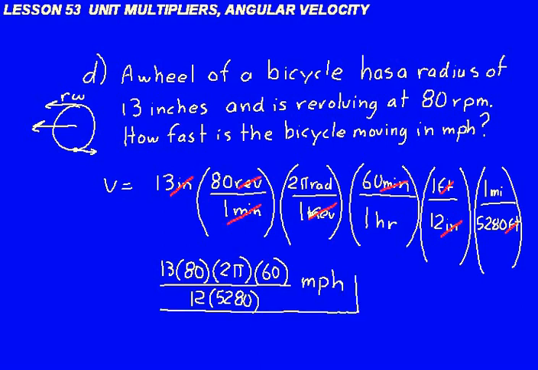On these problems, make sure you write your answer in terms of all of the numerical factors. Use unit multipliers to get the correct answer. Be careful about that radian conversion. Omega, anytime you use that rotation rate, it always has to be in units of radians per unit time.